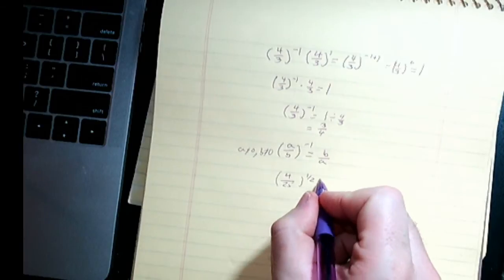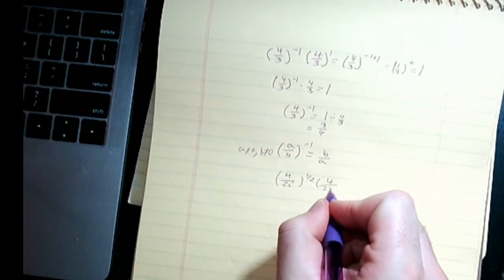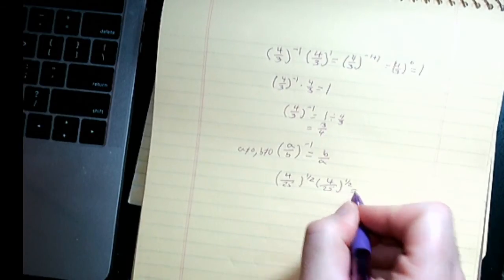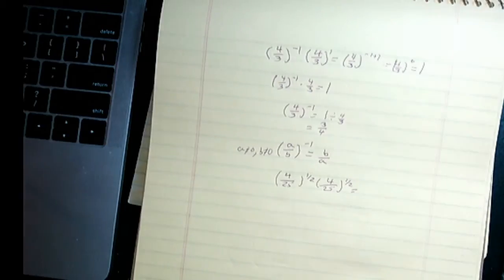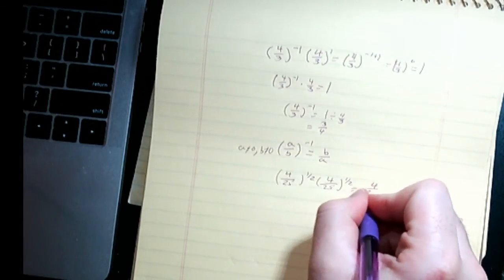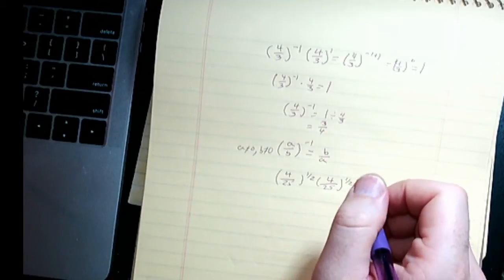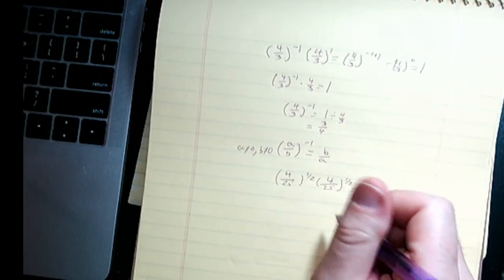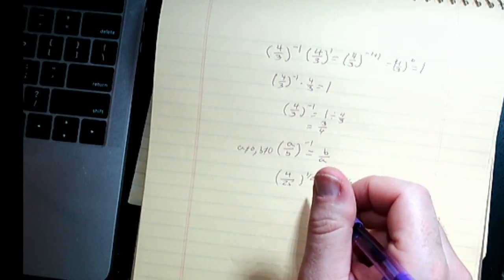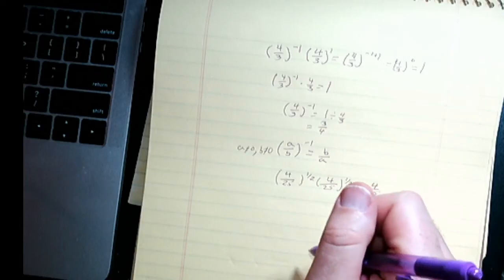Well, I don't know what it is, but I know what happens if I multiply another one of them in. Because by our rules of exponents, if I multiply it by itself, I have to get 4/25 to the first power, or just 4/25, because 1/2 plus 1/2 is 1. So what is this thing? It's something that if I multiply it by itself, I get 4/25.